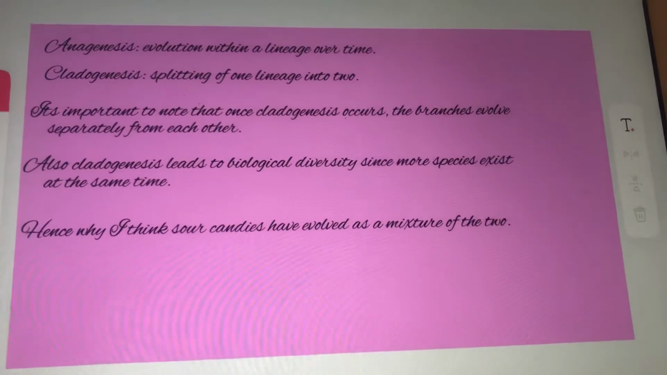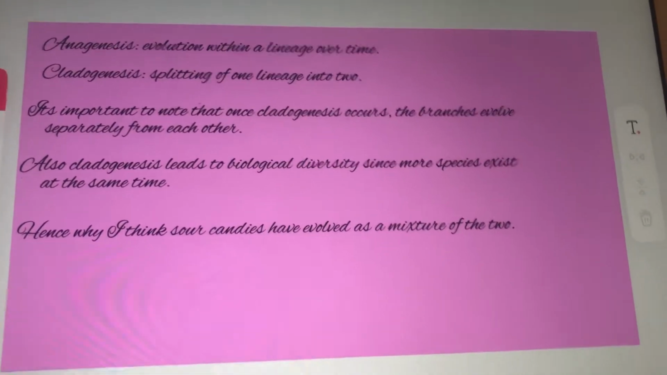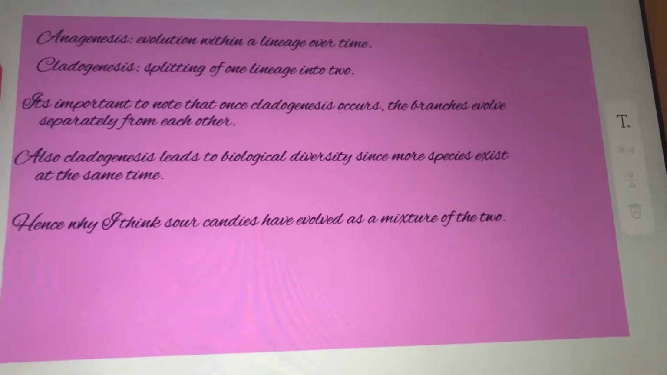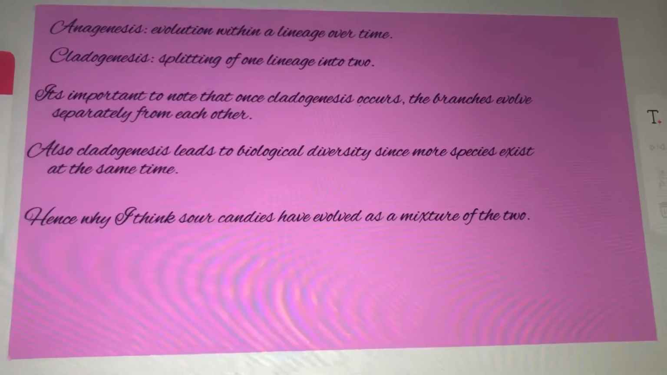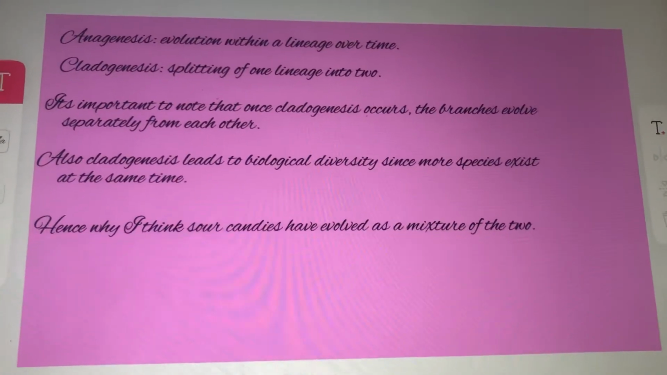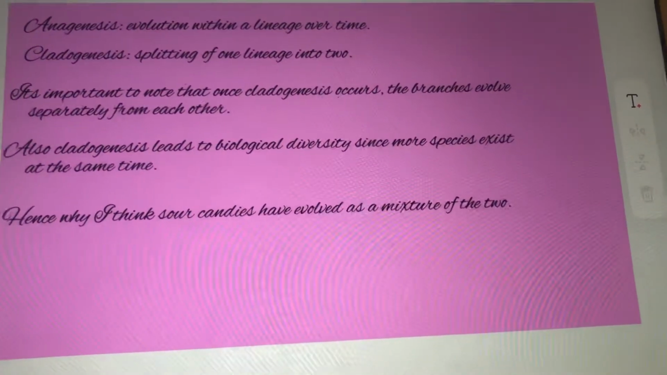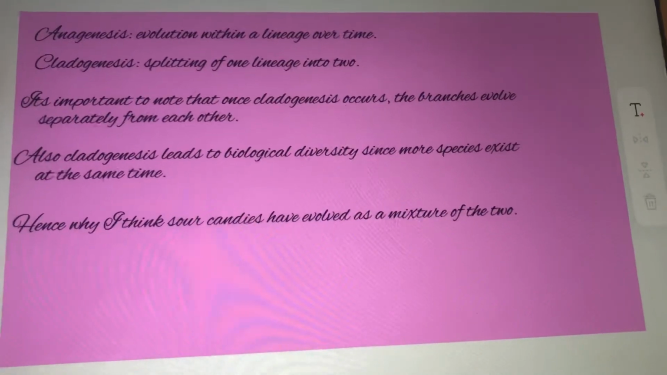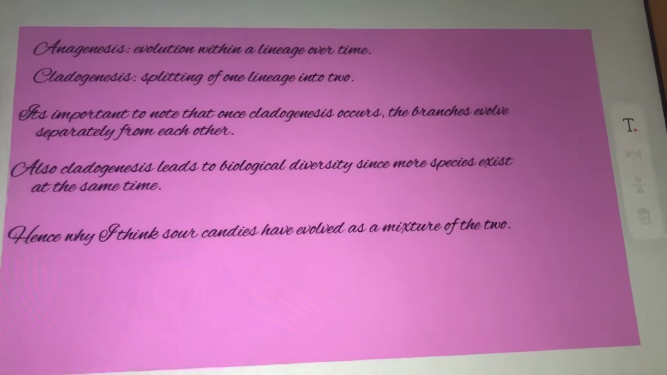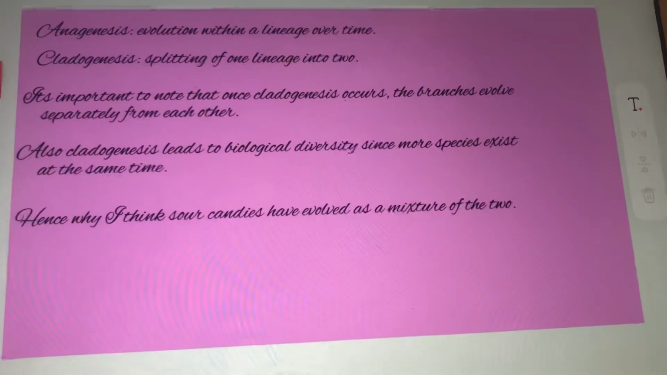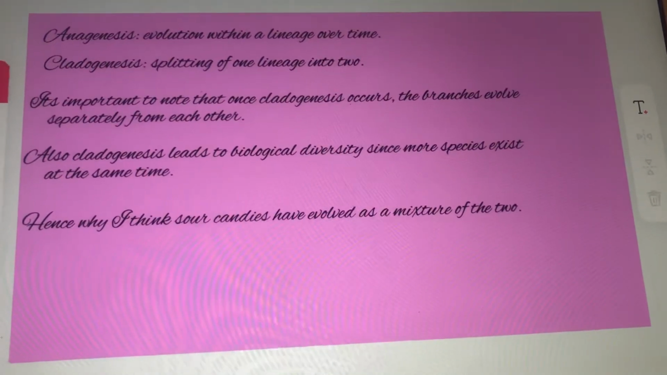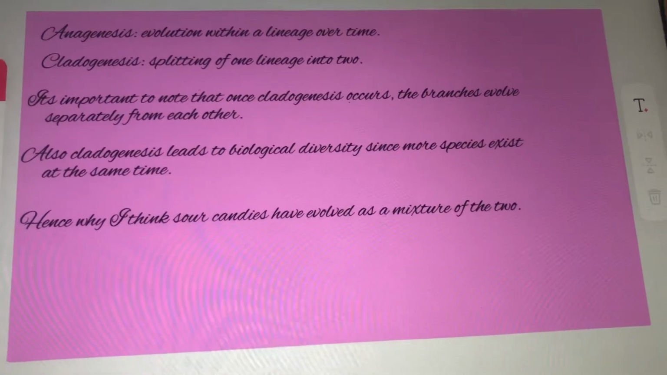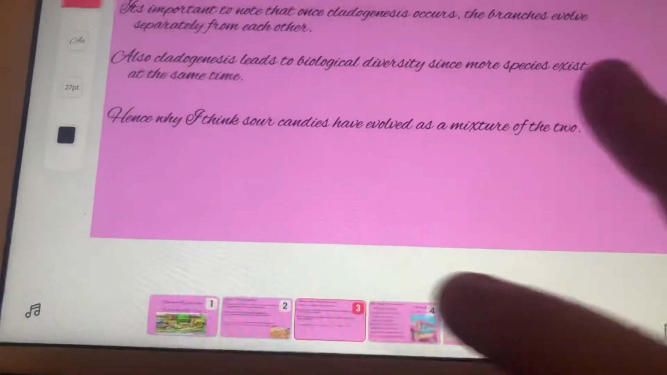Hence why I think sour candies have evolved as a mixture of the two, because you have various different kinds of companies making sour gummies and just in general gummy bears and then changing them to have a sour aspect. But none of them have stopped producing or stopped manufacturing or even stopped selling their versions of their sour candies. So that's why this rooted tree that I'm going to show you is definitely a cladogenesis.